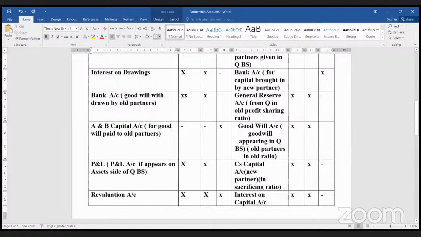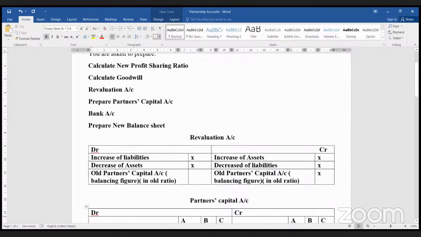The next one: if a profit and loss account appears on the credit liability side in the question balance sheet, we take it on the debit side. And the revaluation balance is the opposite of the revaluation account. In the revaluation account, if you are getting it on the debit side, we will show it on the credit side of the partners' capital account. If you are getting the closing value on the credit side, we'll take it on the debit side of the partners' capital account.